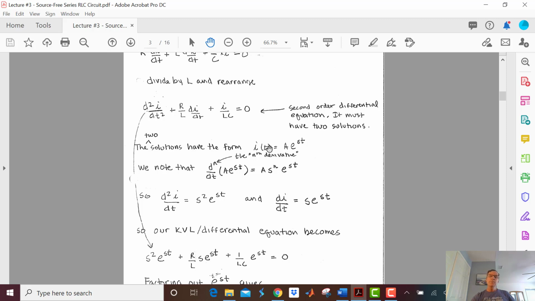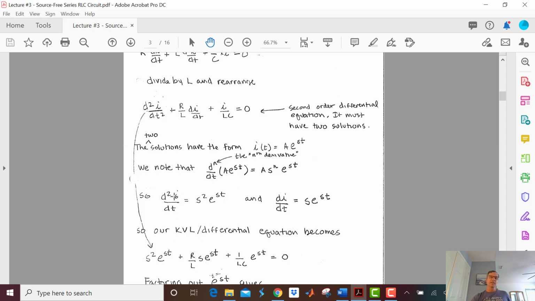So we know what these terms are going to look like because we know the form of the solution. And here's the general expression saying the nth derivative of a e to the st is equal to a times s to the n times e to the st. But in the characteristic equation, all these i's are going to end up with an a in front of them. So for now, I'm going to toss that a.